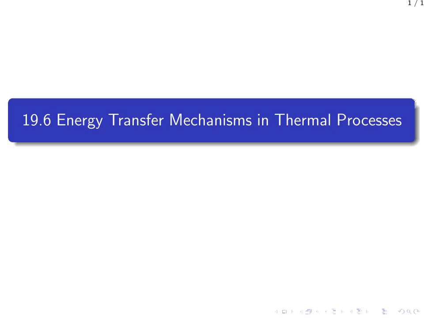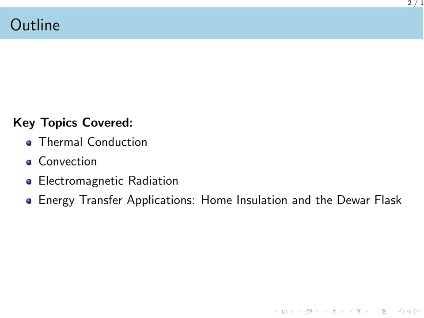19.6 Energy Transfer Mechanisms in Thermal Processes. In this session, we will explore the different ways energy moves during thermal processes. Our discussion will cover three primary mechanisms: thermal conduction, convection, and electromagnetic radiation. We will also look at how these principles are applied in practical ways, such as in home insulation and the design of the Dewar flask, which many of you know as a thermos.